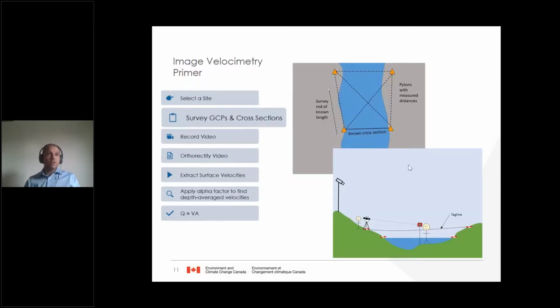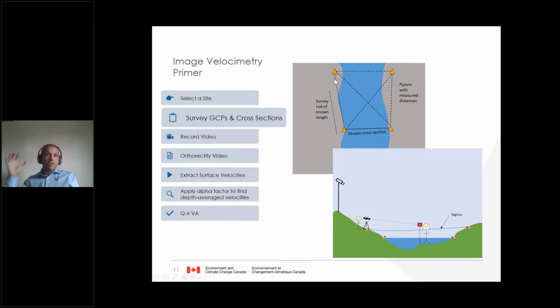The next step is to survey ground control points and cross sections. So ultimately, it's a velocity area method. The bottom image shows some people surveying the cross section of your river. And then you also need some ground control points.